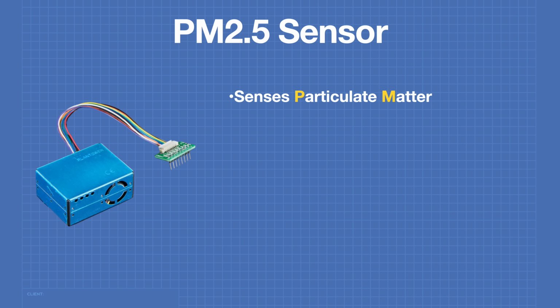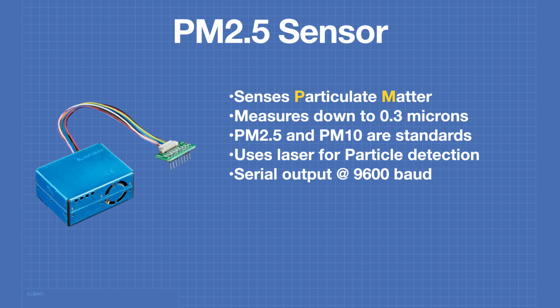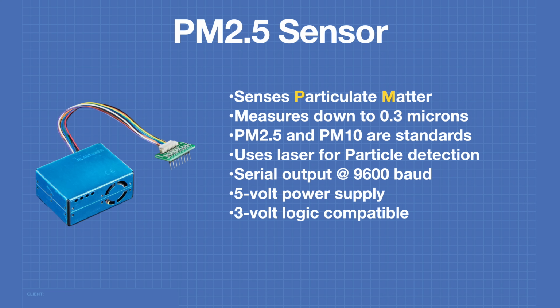The PM2.5 sensor senses particulate matter, which is a particularly common form of air pollution. It can measure particles down to a size of 0.3 microns. PM2.5 and PM10, which are 2.5 and 10 micron particles, are standard units of measurement. This sensor uses a laser for particle detection. It provides a serial output at 9600 baud. The sensor uses a 5-volt power supply. However, it is 3.3 volt logic compatible.